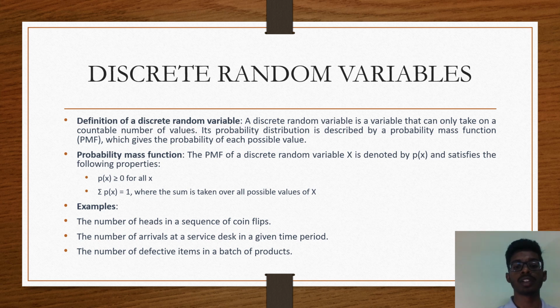For example, we have seen examples of discrete random variables, such as the number of heads in a sequence of coin flips, which follows the binomial distribution, and the number of arrivals at a service desk and the number of defective items in a batch of products, which follow the Poisson distribution. These types of discrete random variables are useful in the analysis of several types of distributions, and normal distribution also. This is about discrete random variables. Now let us have a look at continuous random variables.